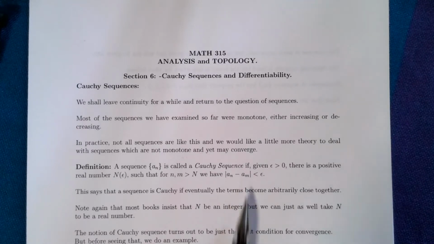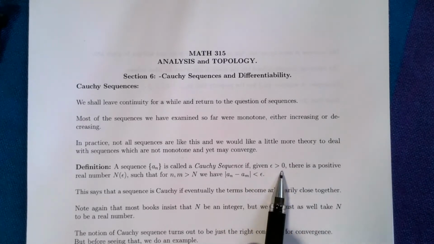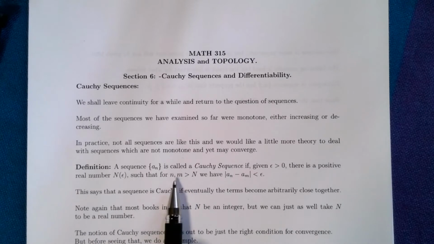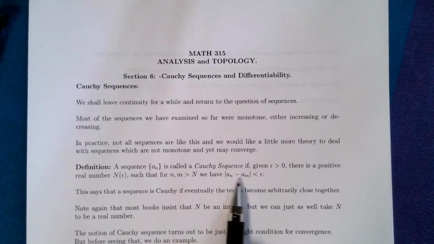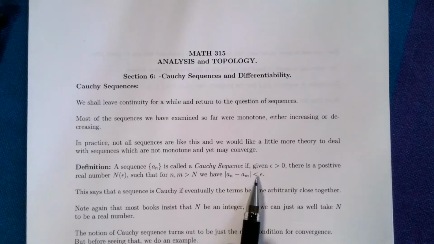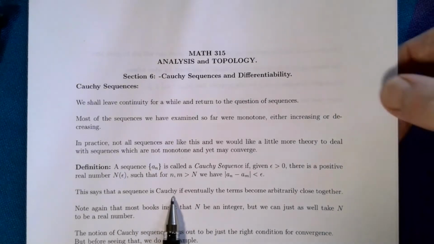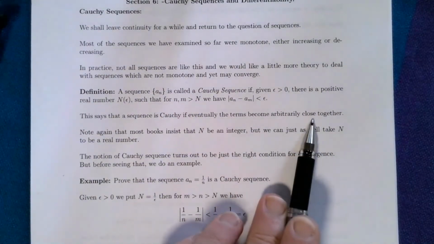That is, given any epsilon bigger than naught, there is a positive number N, which depends on epsilon, of course, so that if I take two terms beyond there, take two integers beyond this capital N, then the difference between these two terms in the sequence, not necessarily consecutive, is less than epsilon. So what it says is a sequence is Cauchy if eventually the terms, any two terms, become arbitrarily close together, provided I go far enough.